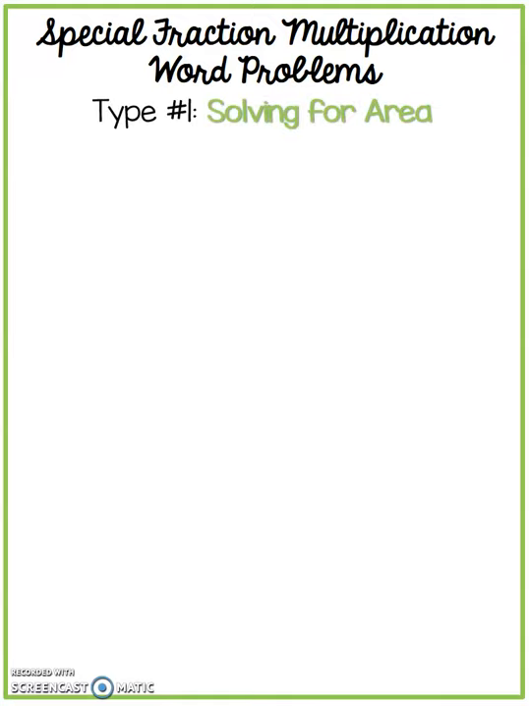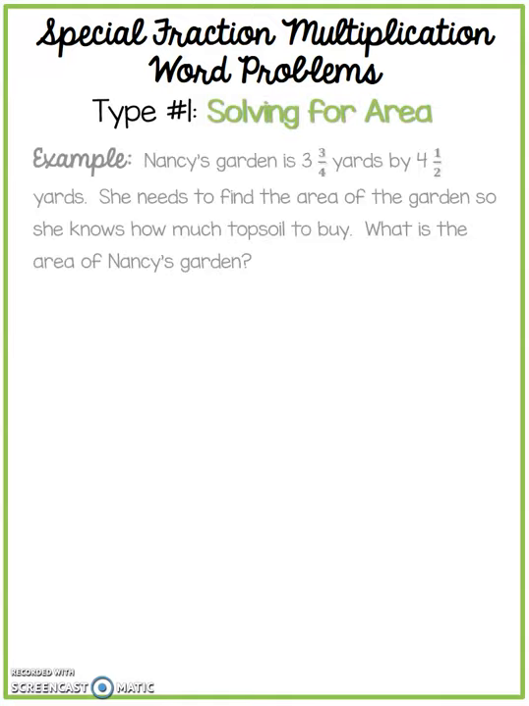So the first is when you're solving for area. For example, you might see a question that says Nancy's garden is 3 3/4 yards by 4 1/2 yards. She needs to find the area of the garden so she knows how much topsoil to buy. What is the area of Nancy's garden? So I get the gist here that this woman, Nancy, needs to know the size of her garden so that she knows how much soil or dirt that she needs to buy.